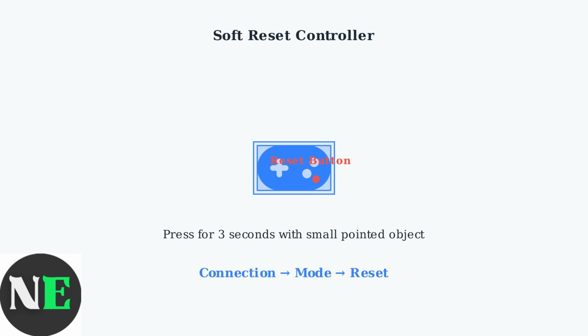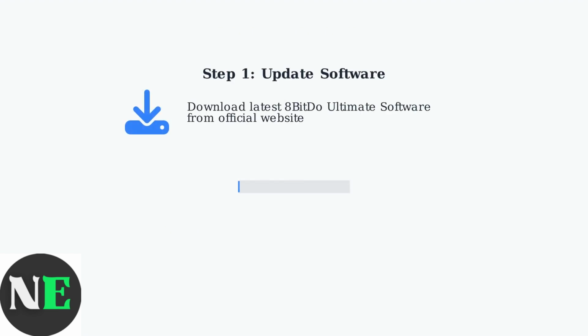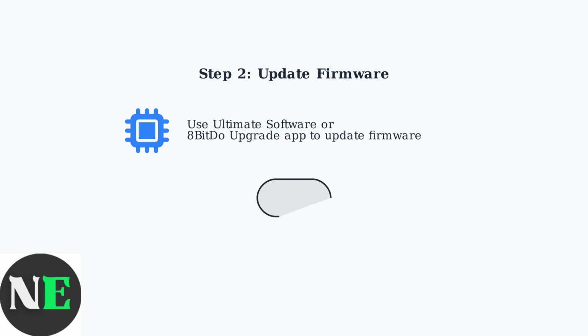These basic troubleshooting steps resolve most controller recognition issues. Check your connection type, verify the controller mode, and try a soft reset if needed. If connection and mode settings aren't resolving the issue, the problem likely lies with the software itself. Start by downloading the latest version of 8BitDo Ultimate software from the official website. Next, update your controller's firmware using either the Ultimate software or the 8BitDo Upgrade app.